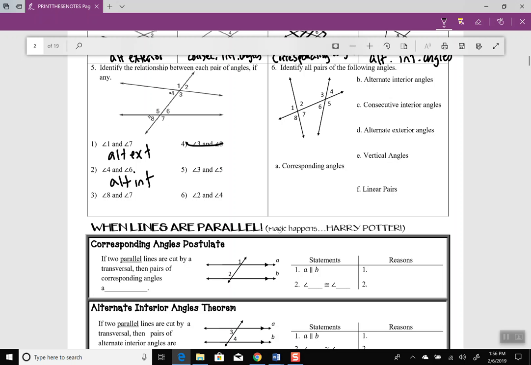8 and 7, here's angle 8, here's angle 7. These are what's called a linear pair. So it's a pair of angles that end up making a straight line or a half circle, which is 180 degrees. So this is a linear pair. They're not corresponding because they're not in the same position. It's the same 4 square game. They're not vertical because they're not a vertical pair. They're not across from each other like 5 and 7 are. It's just the linear pair.